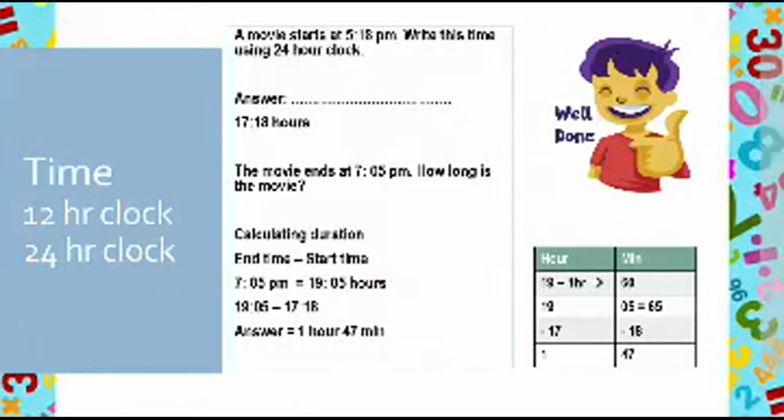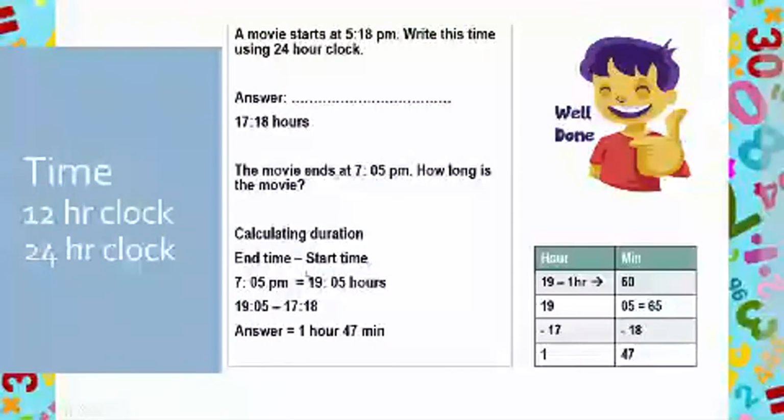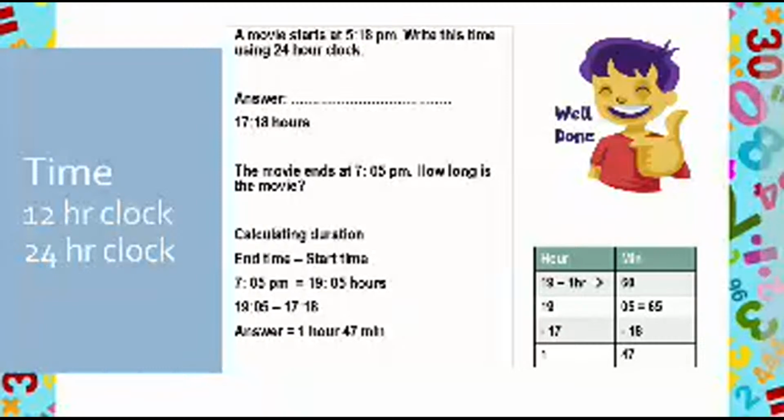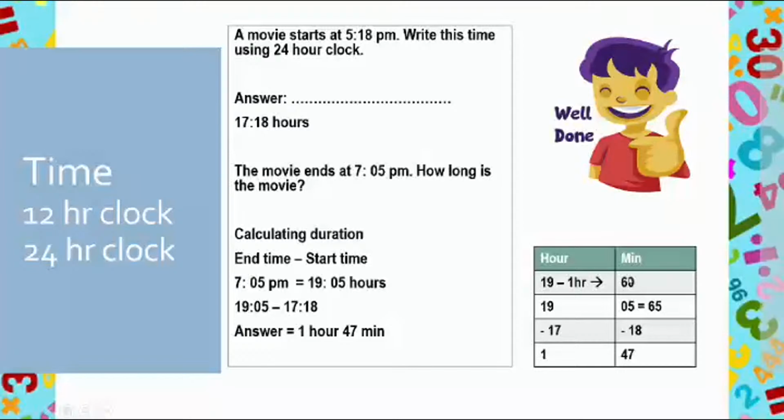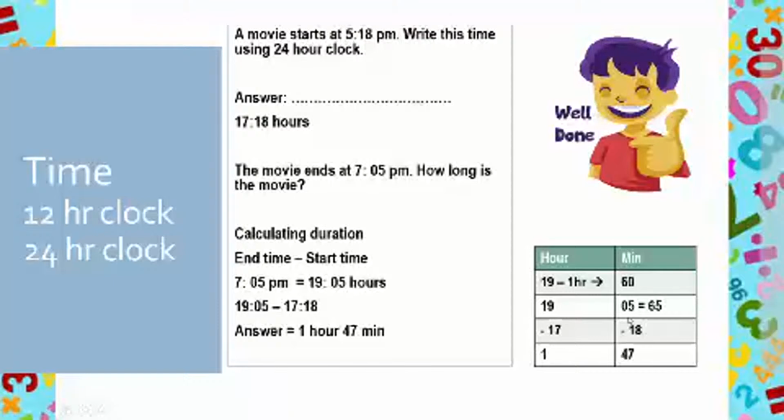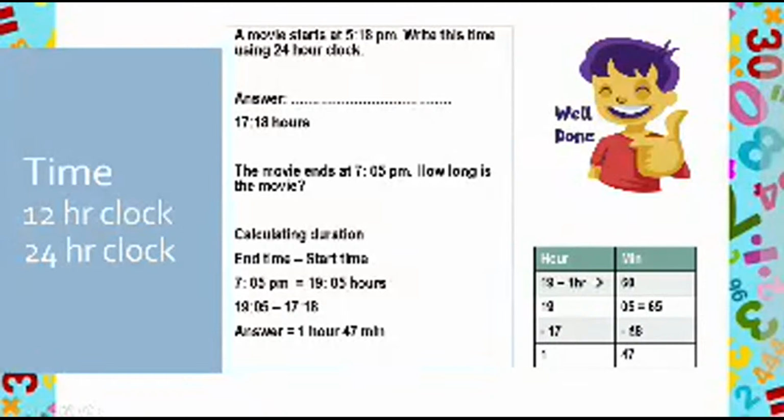For finding the duration of any particular event, you always have to do end time minus start time. End time here was 19.05, start time was 17.18, and that's why the answer is 1 hour 47 minutes. How did I obtain the answer 1 hour 47 minutes? Again, you firstly write 19 hours and 5 minutes. From that, you have to subtract 17 hours and 18 minutes.